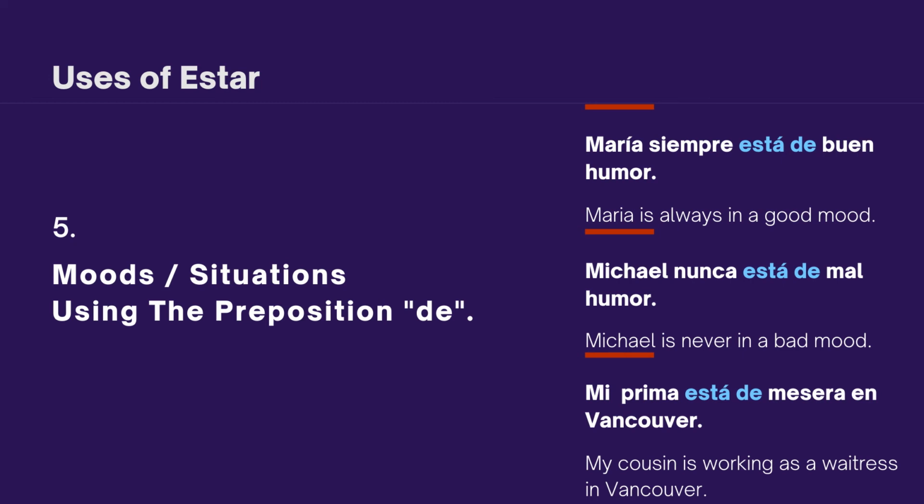The first two are regarding moods. But the last one, mi prima está de mesera en Vancouver, is not talking about her being a waitress in general. Okay? So we use estar de to mean she's currently working as a waitress in Vancouver. So something is temporary. This job is temporary. That's why we use está de mesera instead of es mesera. If it's a semi-permanent job, like for example, 6 months, 1 year, that's her job, they will say es mesera. But if we're talking only about the holidays or a very short time, we use está de mesera.